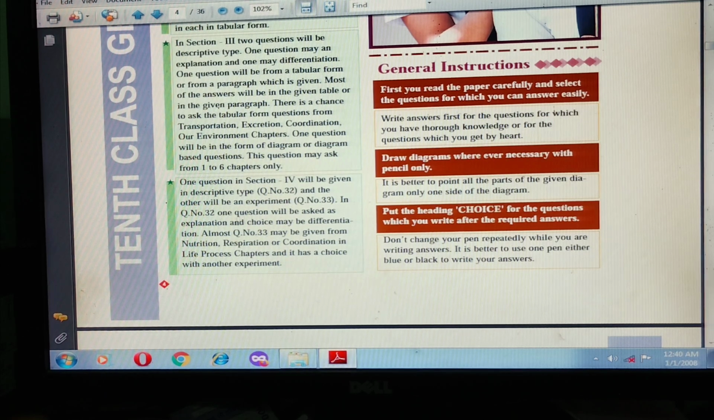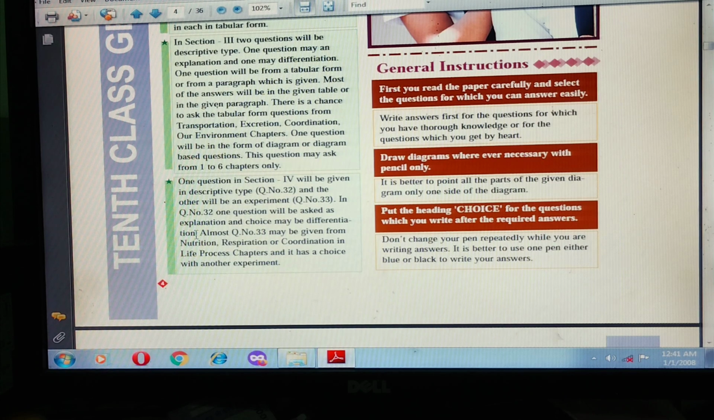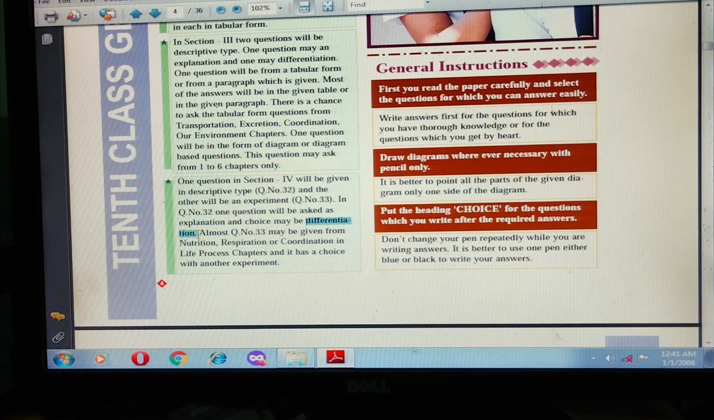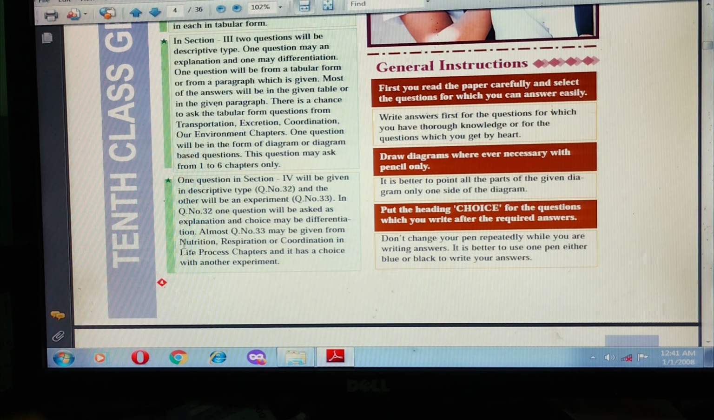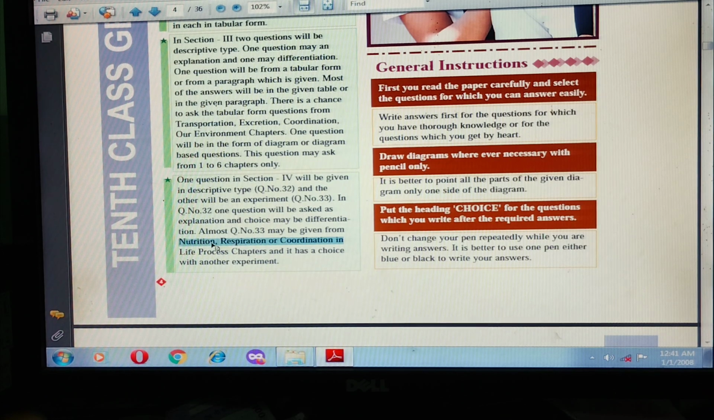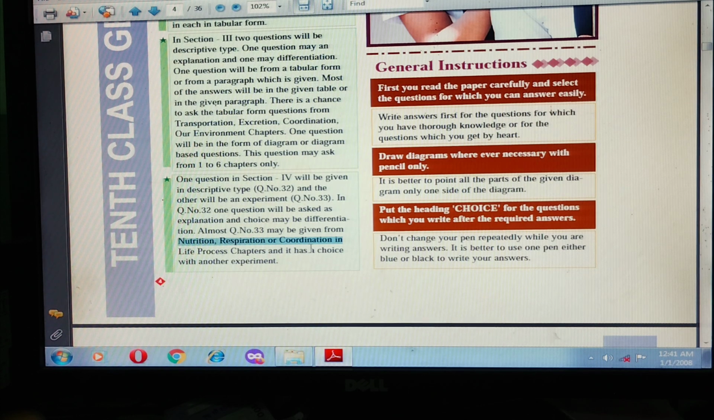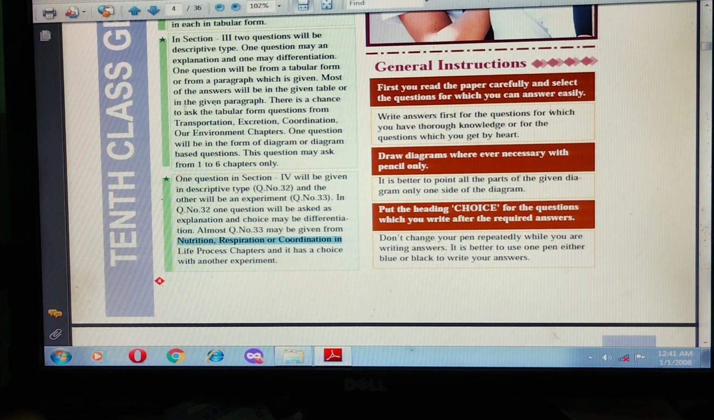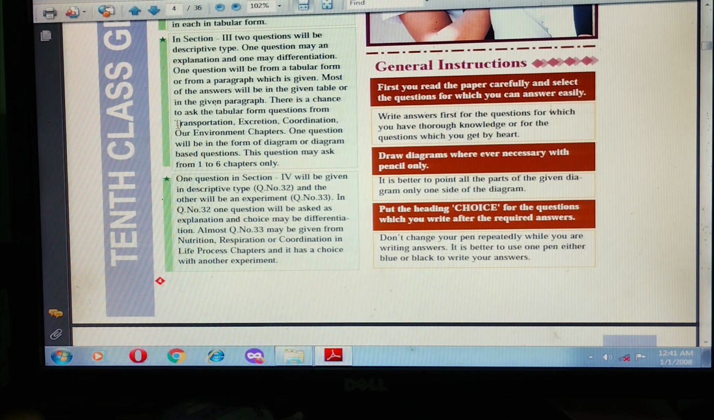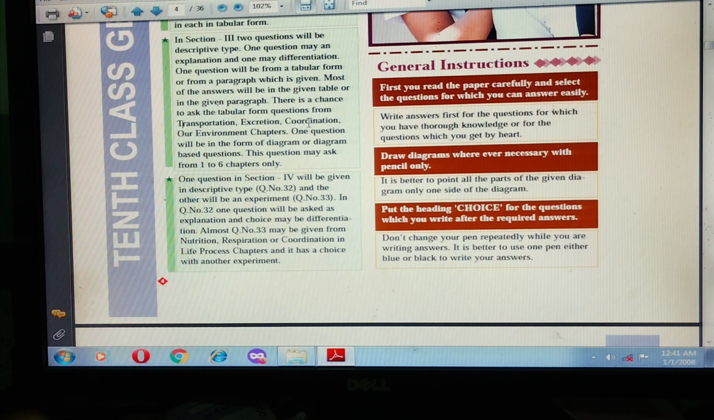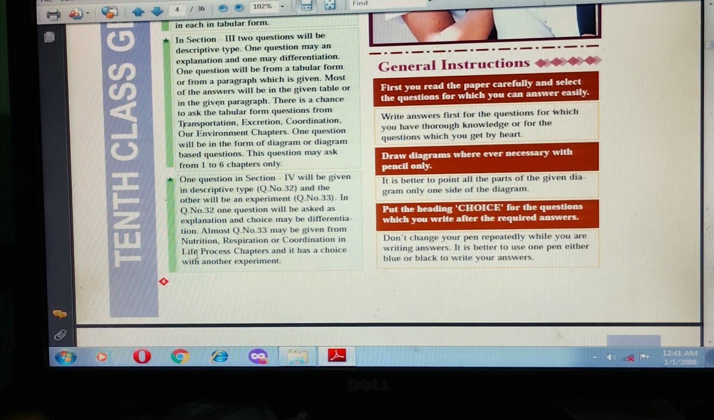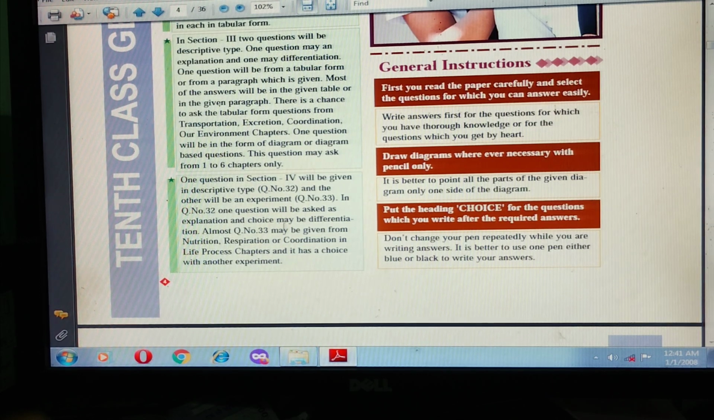In question number 32, one question will be asked as explanation, and the choice may be differentiation. Definitely in biology you will get a differentiation question. Almost question number 33 may be given from nutrition, respiration, coordination in life processes. Very clearly they mentioned 3 lessons: nutrition, chapter number 1, respiration, chapter number 2, and coordination in life processes, chapter number 7. And here also clearly they mentioned the tabular form questions, that is from chapter number 3 transportation, chapter number 4 excretion, and coordination, that is chapter number 5. So very clearly they gave the clarity, so please go through according to the syllabus analysis. And it has a choice with another experiment. So in question number 33, 2 experiments will be asked. One will be a choice, that already you know.